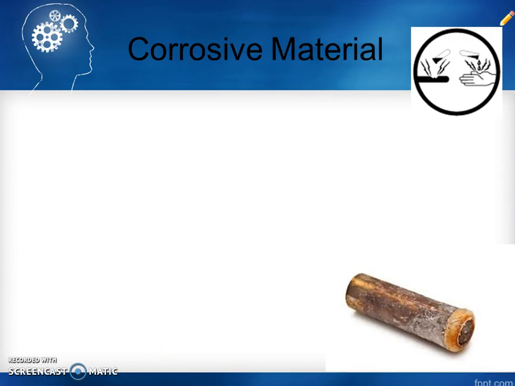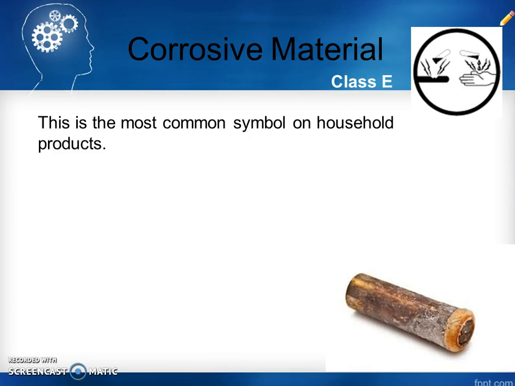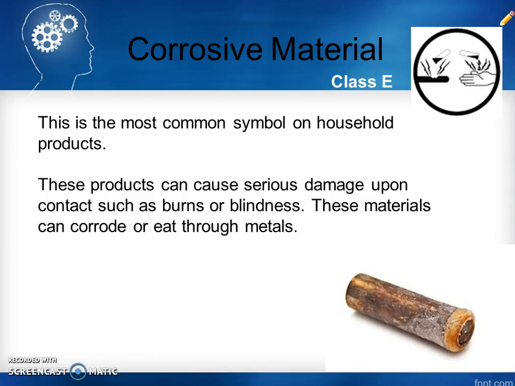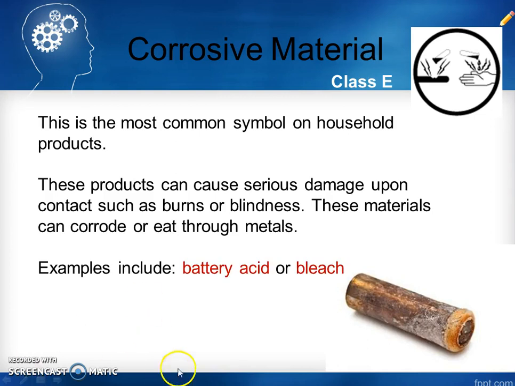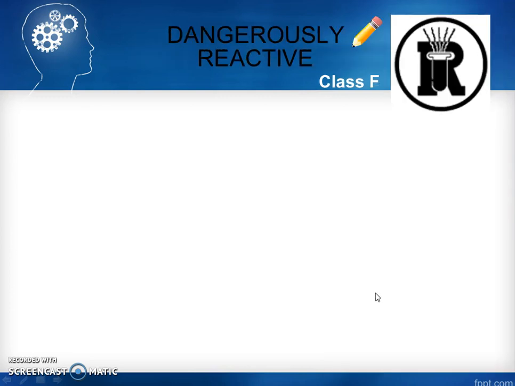Okay, this one, corrosive material, it's Class E, and it's actually the most common symbol on household products that you'd see. These things can cause serious damage, burns, blindness. They can corrode or eat through metals. So some examples here are battery acid. So this is a picture of a battery that has been exposed to the acid that's inside, which is actually how the battery works. Electrons travel through this acid. However, if it leaks, it can be quite corrosive, or bleach.